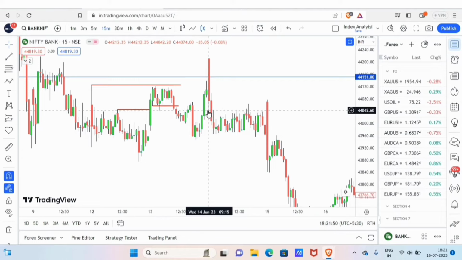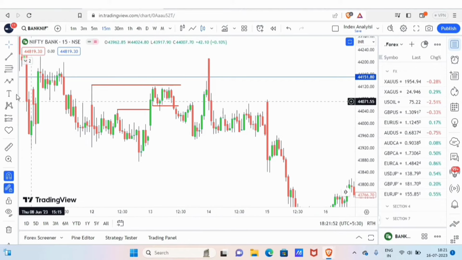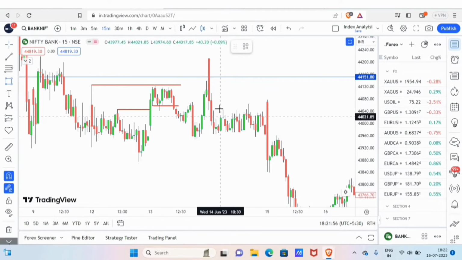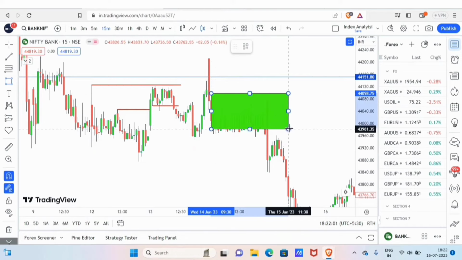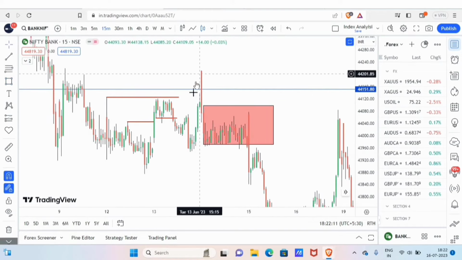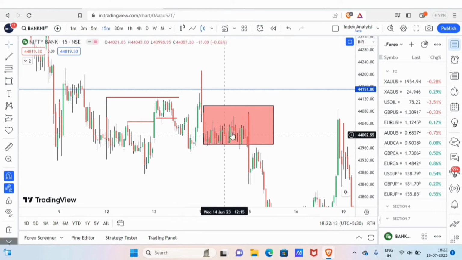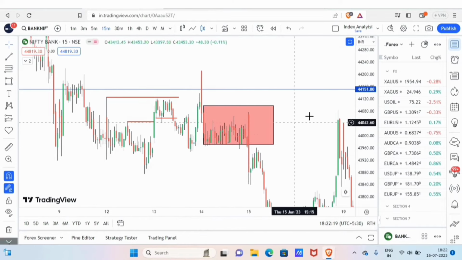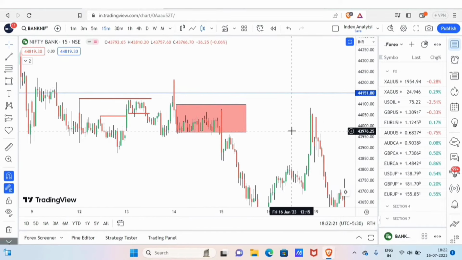962,040, almost close enough to 80 points. And later on, what has happened? The market went into a range bound market. So here already there is a rejection, and again huge consolidation happened, and next day again it broke the box, which means the sell is confirmed.